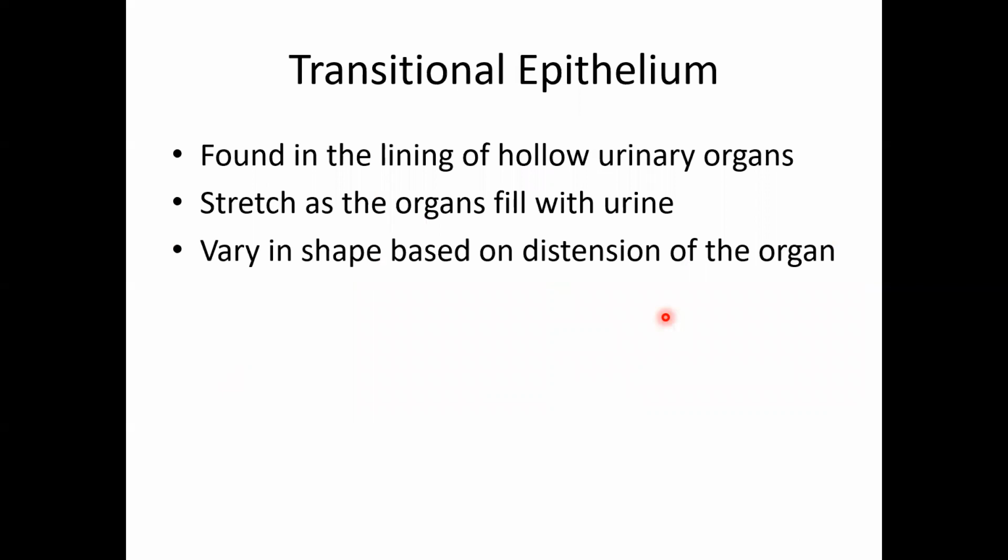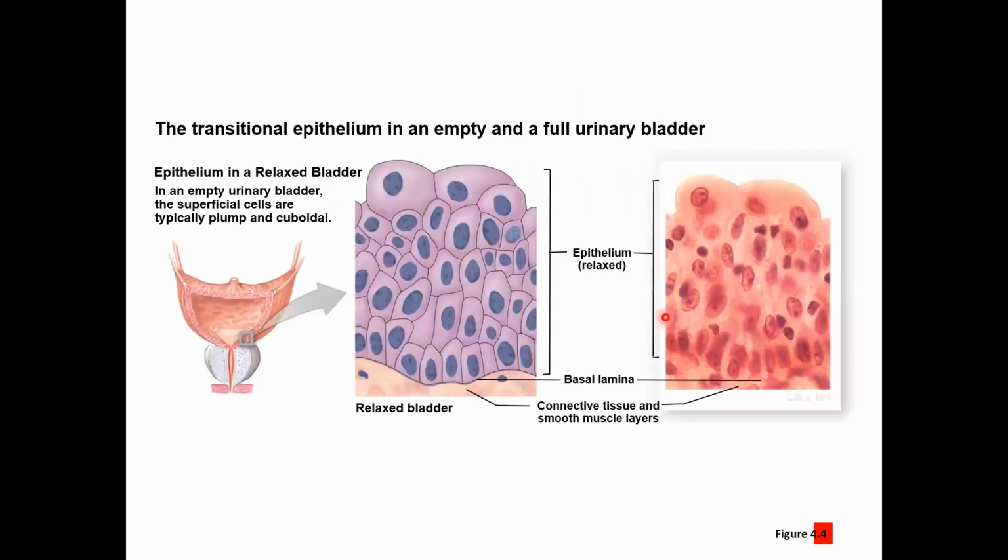Transitional epithelium is typically associated with the lining of the bladder. It's called transitional because it changes shape. It varies in shape based on how full your bladder is. So when the bladder is empty, the cells are kind of fat and cuboidal. And when the bladder is full, it stretches them out and they look more columnar.